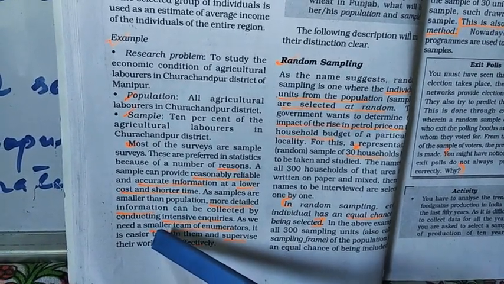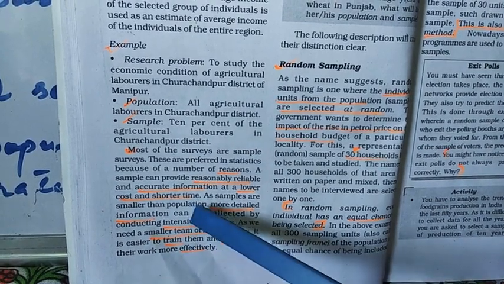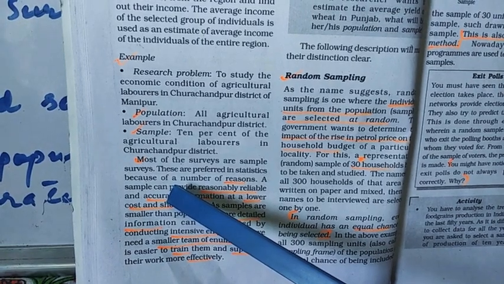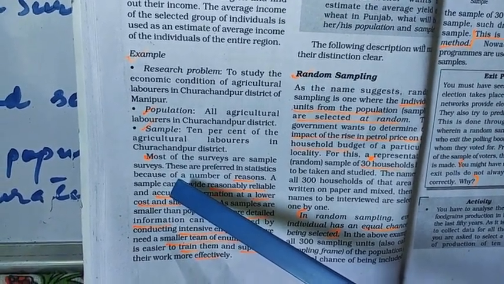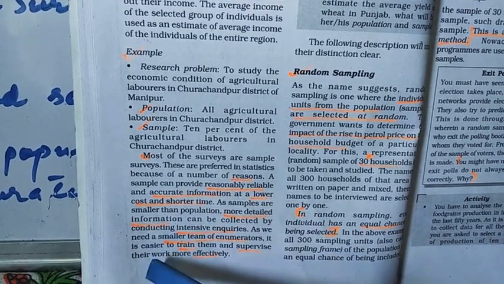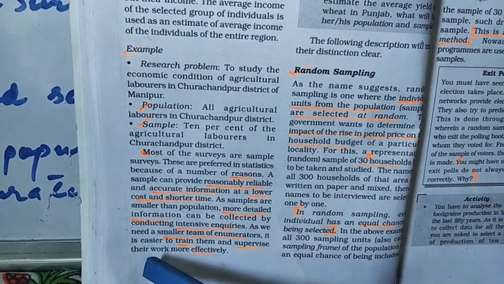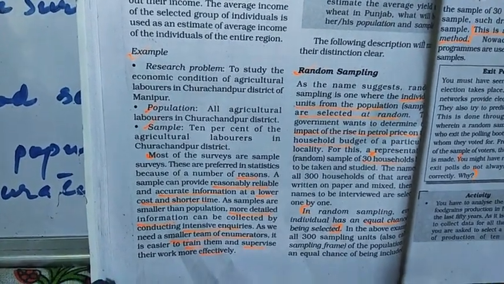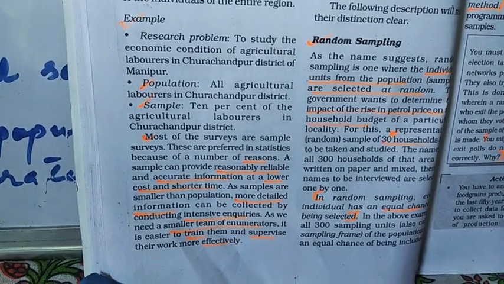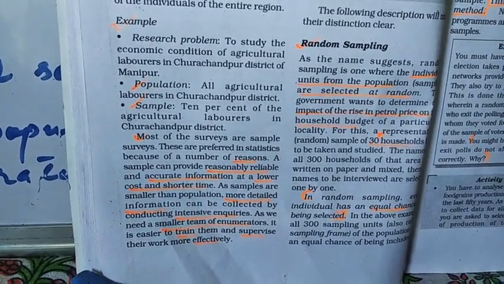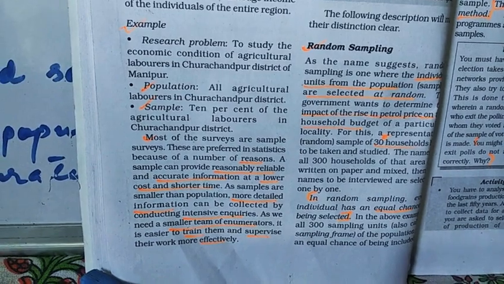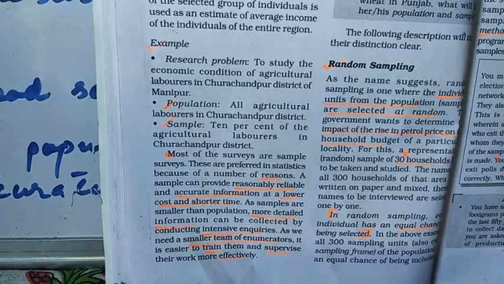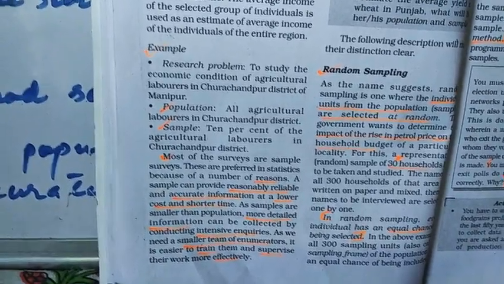So these selected people will represent the entire population, and whatever information you get from the sample group will represent the whole of the population. When we have a smaller sample, we can collect detailed information and conduct intensive inquiries, and we need a smaller team of enumerators to supervise and train effectively. So we are reducing our costs, and also we can finish our study in a shorter period of time.